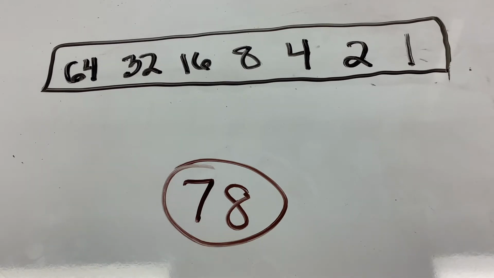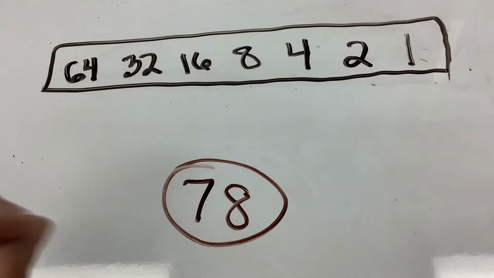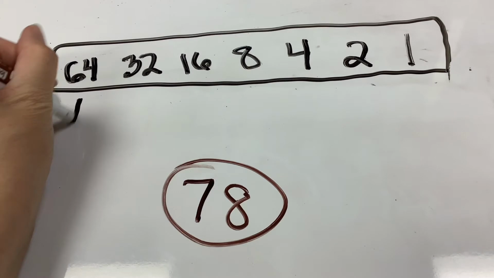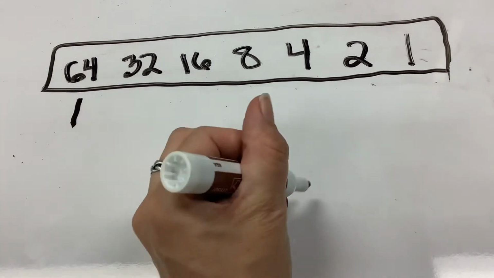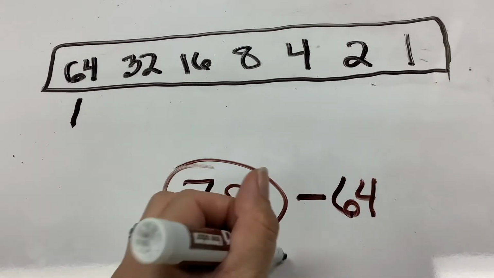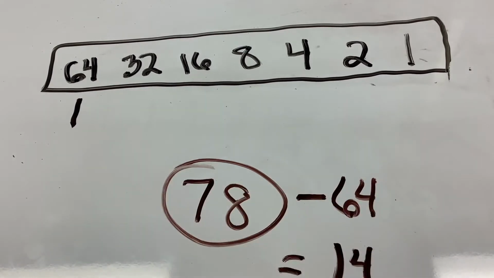The first thing we need to do is figure out which of the numbers in my grid up here is the largest number that will fit into the decimal number I'm trying to convert. So in this case, the largest of these numbers that fits into 78 is going to be 64. So I'm going to put a 1 under 64. Now, that's great to know, but now what do I do? What I have to do is subtract 64 from my 78. And when I do that, I now have the number 14.